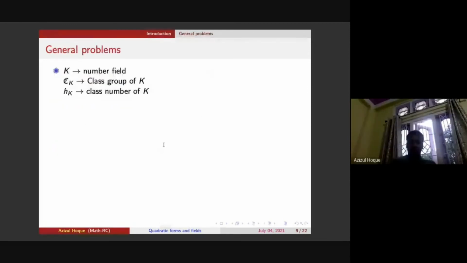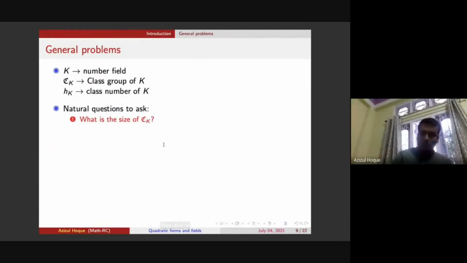Okay. So here, what are the problems? What is the size of this CK? What is the size of the class group? It is well known that the class number is finite. That means the size of this CK is finite. But the question is, what is the exact size? Suppose you have a class group of a number field. Then is it possible to identify the exact class number?